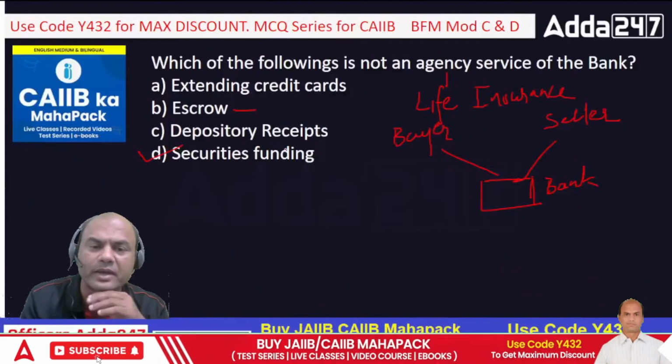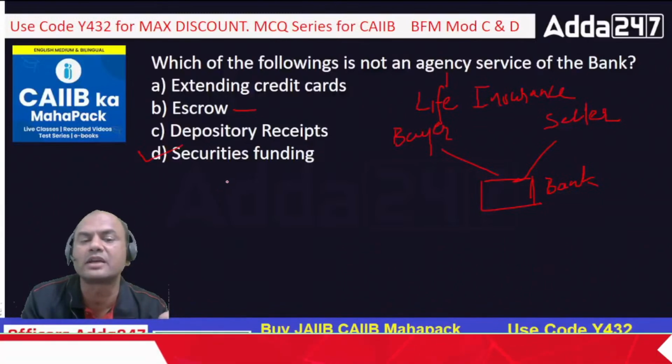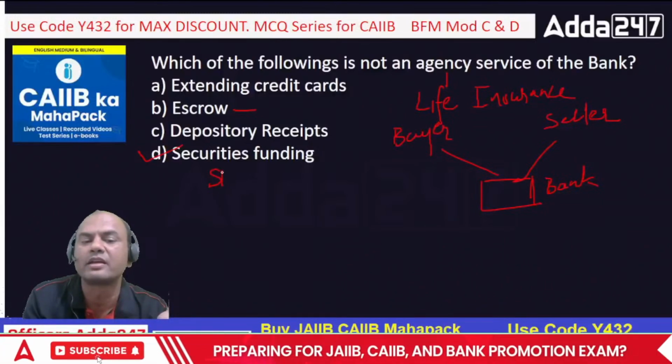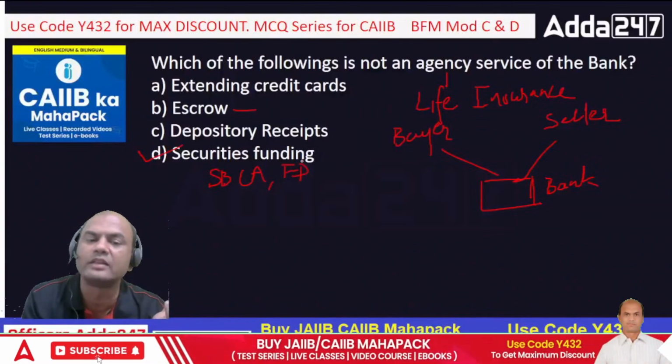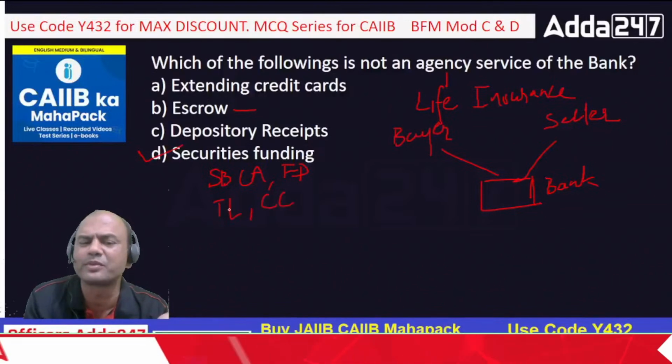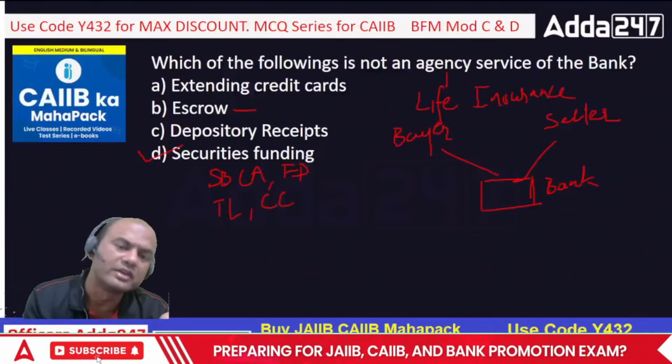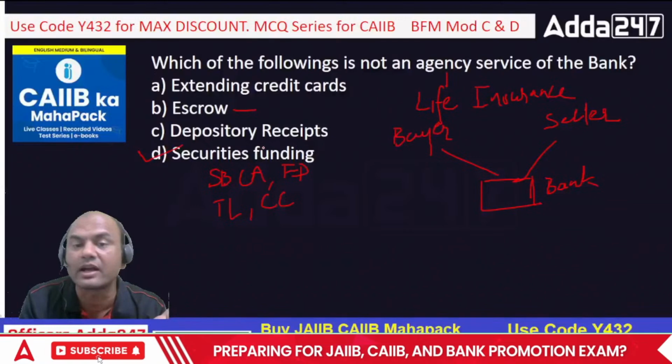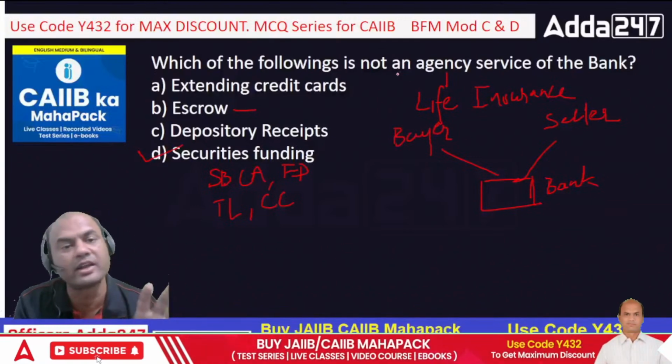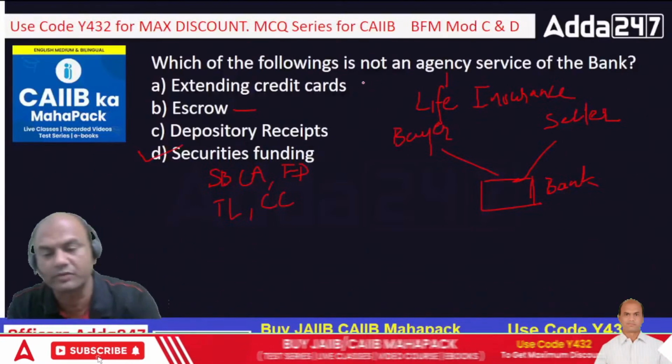What are the core products of the bank? Basically, core products are, in liabilities, we have saving, current and FD. Basic core products. And in loans we have term loans, CC, and various types of loans. Any type of funding, isn't it? So these are core products. So funding can't be an agency service. Funding will always be a core product of the bank.